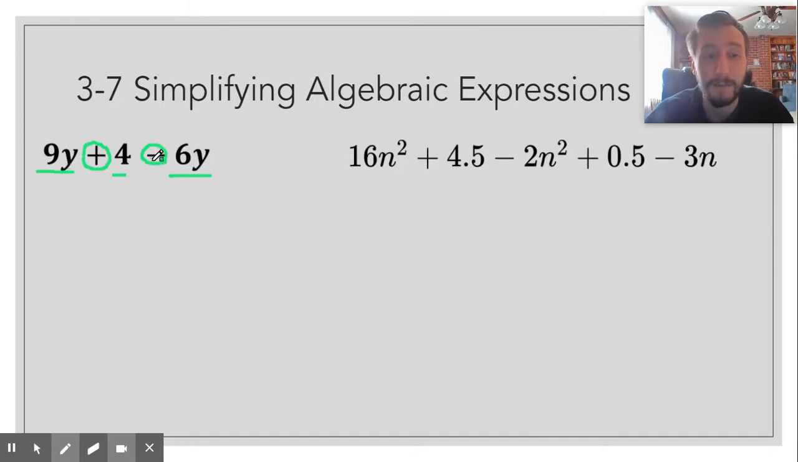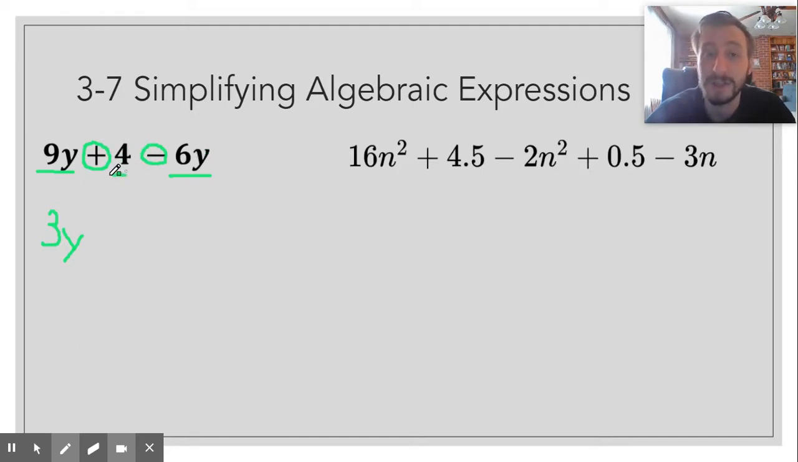9y minus 6y. So we always look at the operation symbol that's in front of my term. So 9y minus 6y. If I had 9 yellow bananas and I take away 6 yellow bananas, how many am I left with? 3 yellow bananas. So we just combined 9y minus 6y to make my expression easier to work with.